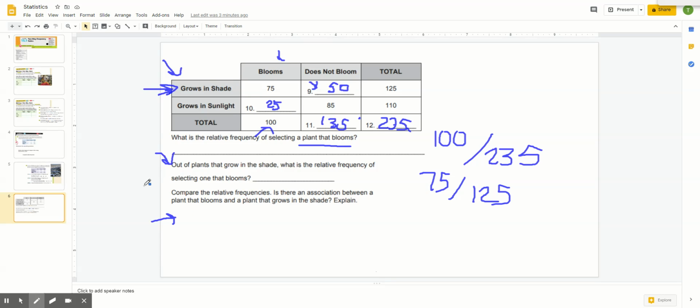All right, and then lastly, compare the relative frequencies. Is there an association between a plant that blooms and a plant that grows in shade? All right, so again, there's an association, right, if one's rate is greater than the other. So just take a look at those two, let you guys decide. And remember, if they're exactly the same, that means that there is no association. It means it's the same under all conditions. All right, so go ahead and draw your conclusion.